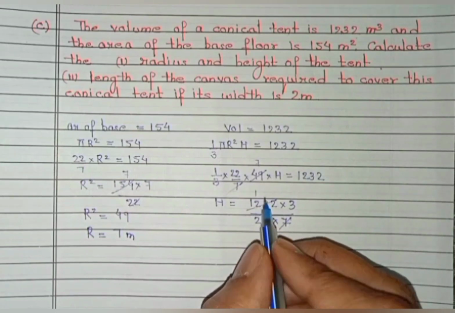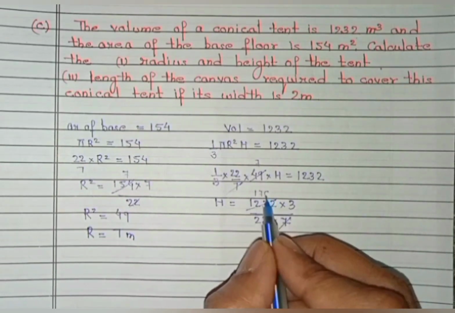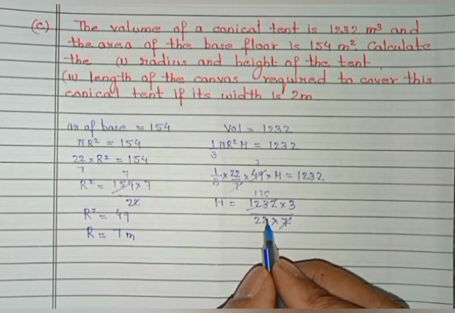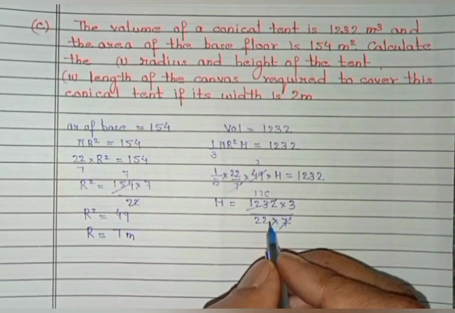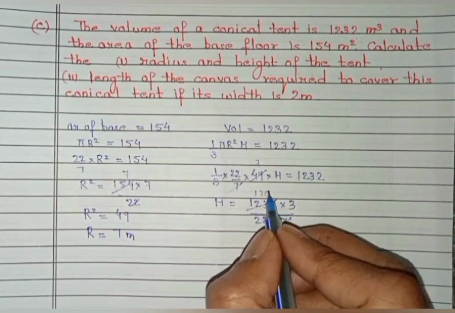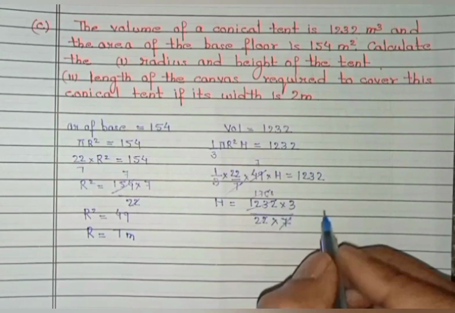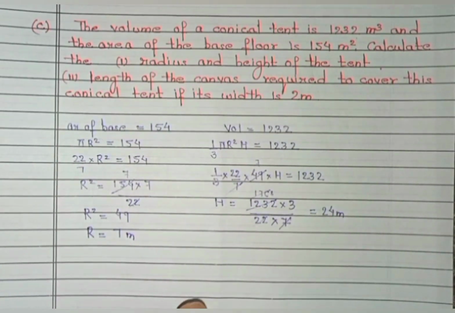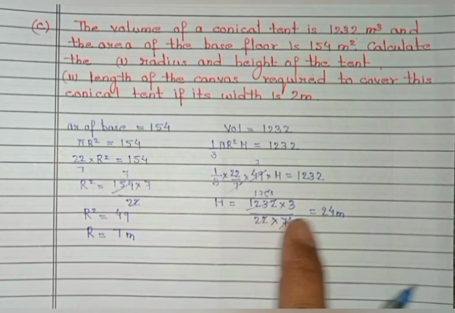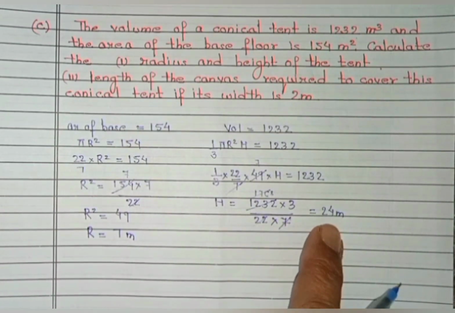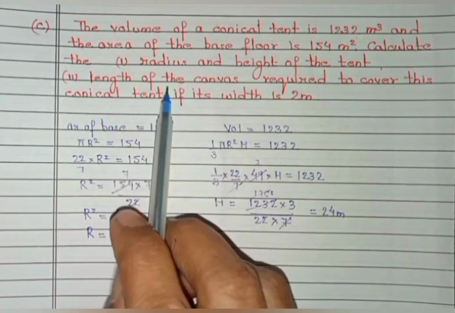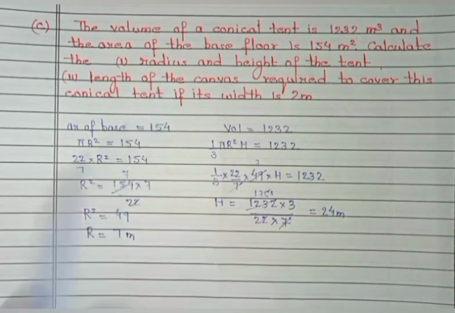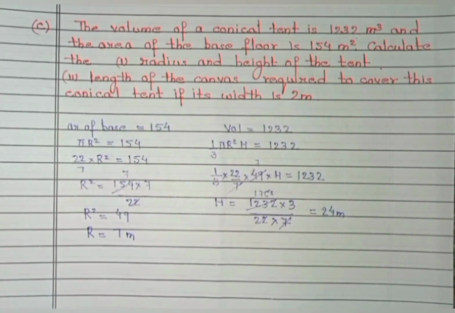7 carry over 5, 7 7 is 49, 7 6, then reduce it by, this will cancel it 8 times, 8 3s are 24. So we have got height of the conical tent as 24 meter. So in the first part they have asked us to calculate the radius and the height, so we have calculated radius and height.